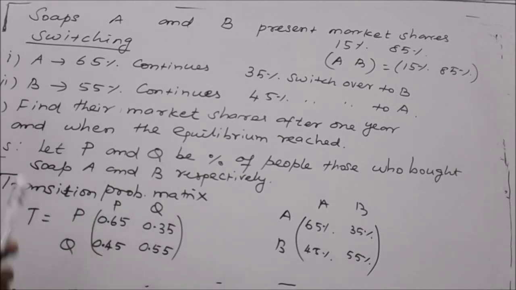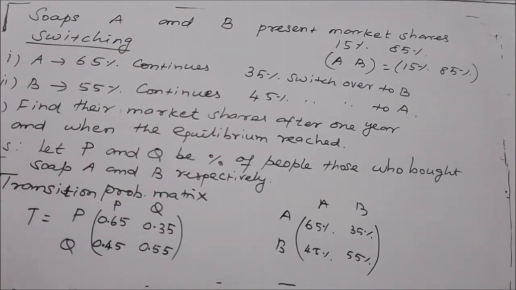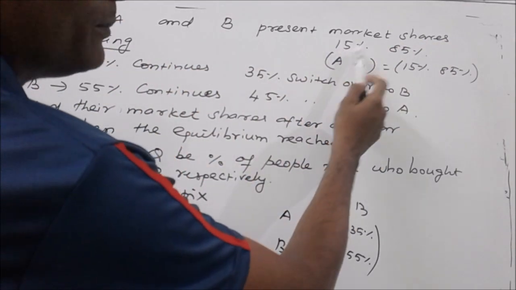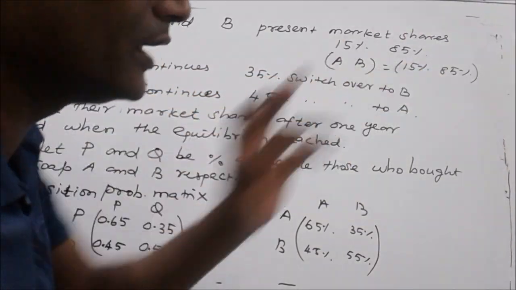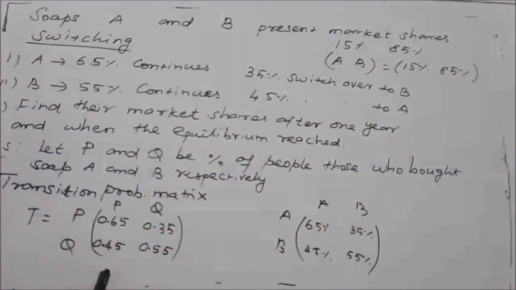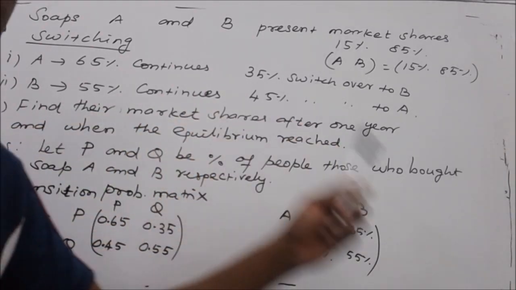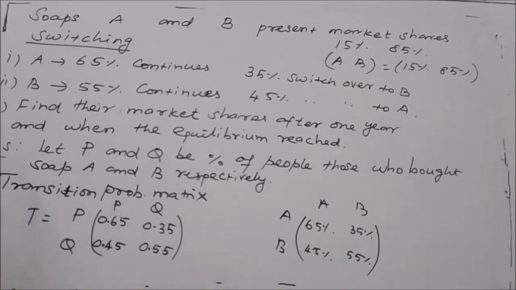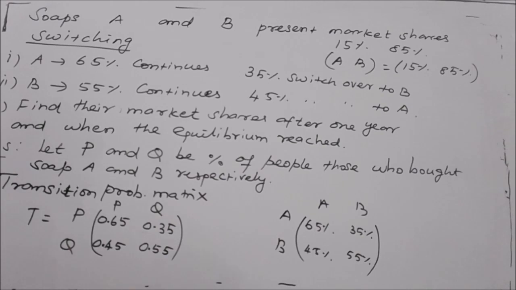After this transition, if the transition happened after a year, what will be the position? The present market shares are given as 15%, 85%. That is taken as the distribution function AB, equal to 15%, 85%. By multiplying this 15%, 85% with this transition probability one time, we will get their market shares after 1 year. And then we should find the market shares after equilibrium is reached. For that purpose, we have AB into transition probability equal to AB.